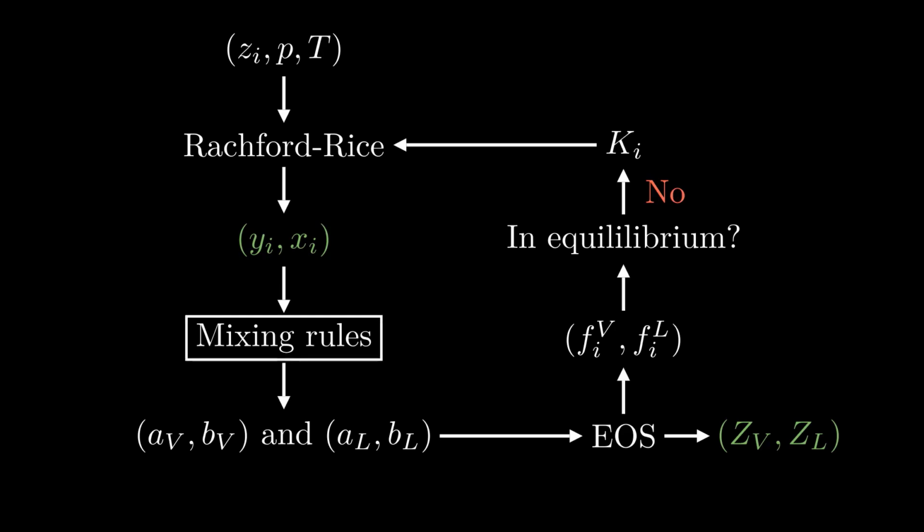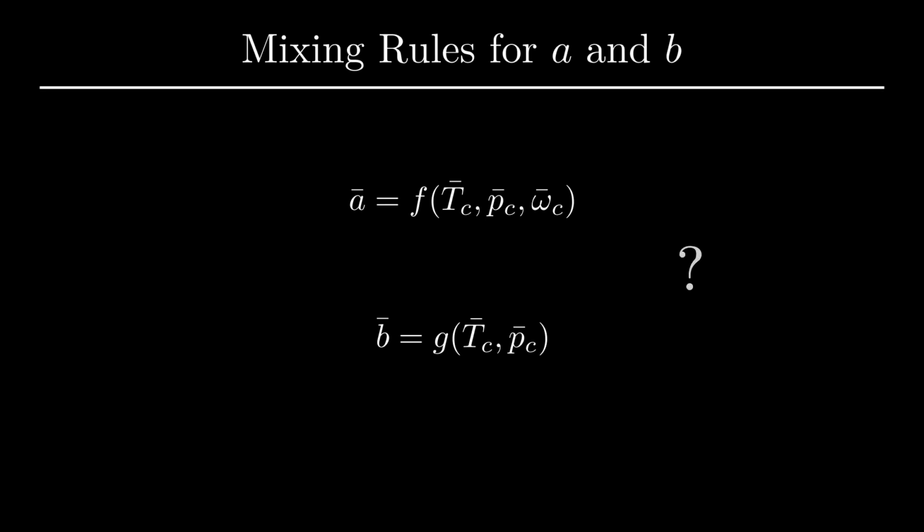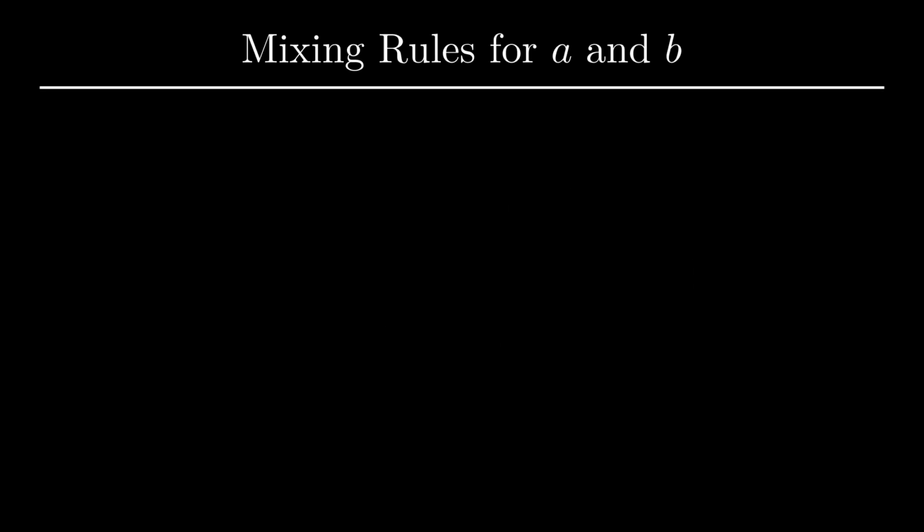Now that we have this overview of the flash calculation, let's dive into the mixing rules and how we define them. Naively, you might expect the average A and average B just to be the same function as the component A and component B using average values for the critical properties. Now, if you're interested in more details about this topic, then I would really recommend reading up on it. It's very fascinating, but also very challenging.